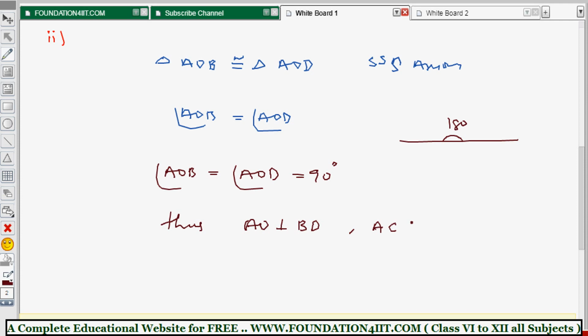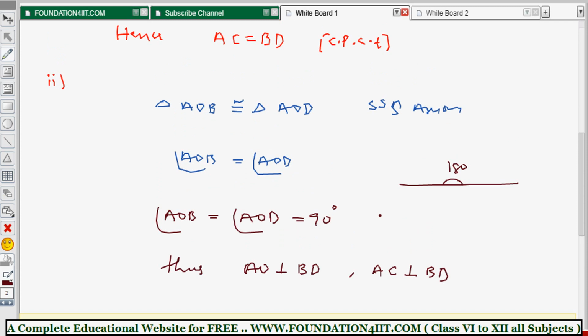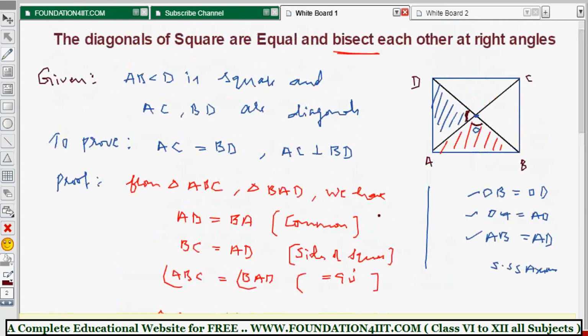That is, AC is perpendicular to BD. So when AO is perpendicular to BD, then obviously AC is also perpendicular to BD, so they bisect each other at right angles. This way you can conclude the diagonals of a square are equal and bisect each other at right angles. So you should take these two triangles, and this way you can prove this.